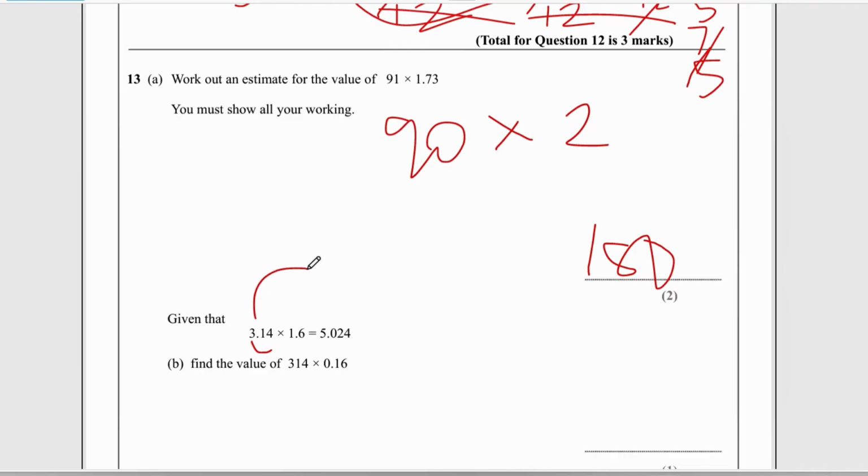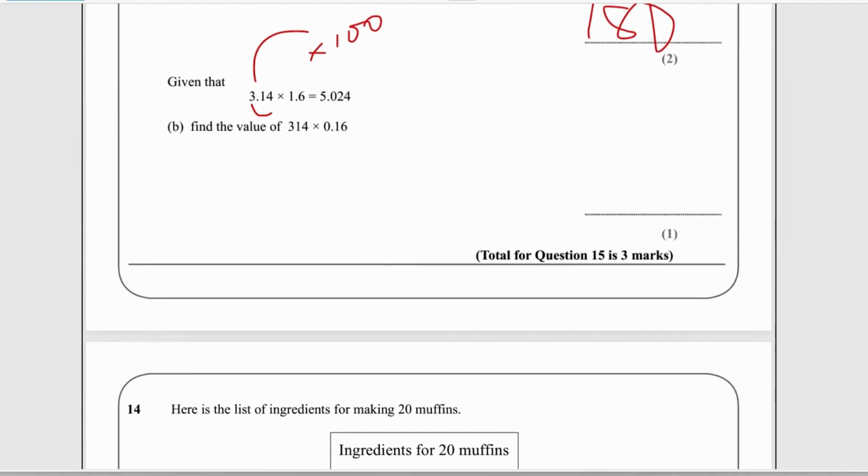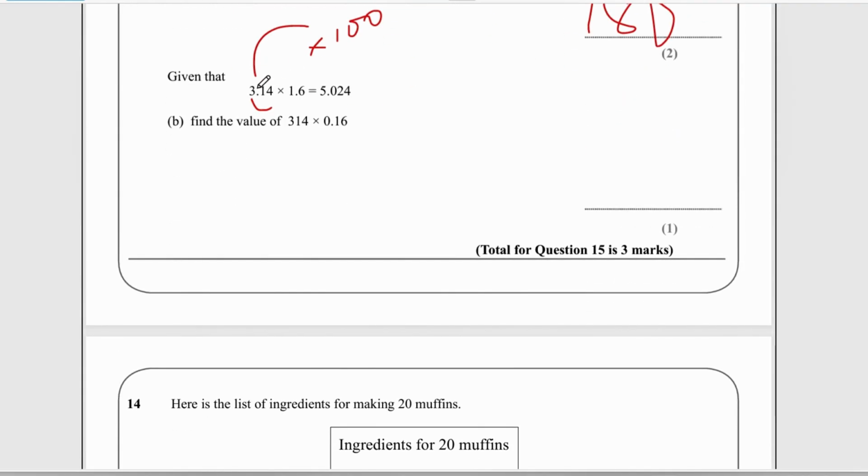So for the first one, for 3.14 to become 314, they must have done times 100. Okay, let me take it up. So you must have done times 100 to 3.14 to get 314. And then for 1.6 to become 0.16, they must have done divide by 10. Divide by 10 means you move left one time.